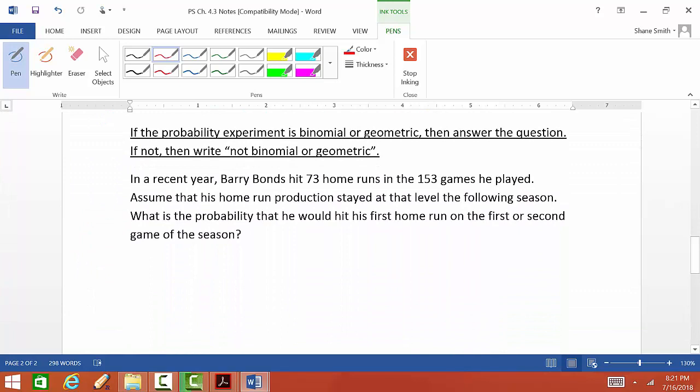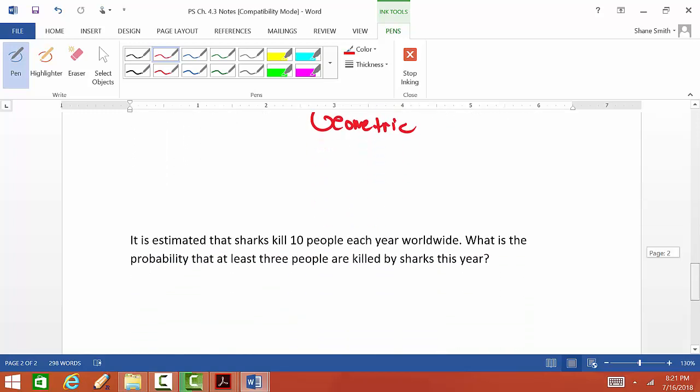So on the next part of these notes, I just want you to read each problem, and I want you to tell me if it's geometric, if it's a binomial question, or if it's a neither. It could be neither geometric nor binomial. So try to do this part on your own and pause the video, and then we'll go over it. So for the first one, it says, what is the probability he will hit his first home run? So that is the first success, so that is a geometric problem, because he's going to keep hitting until he gets his first home run.